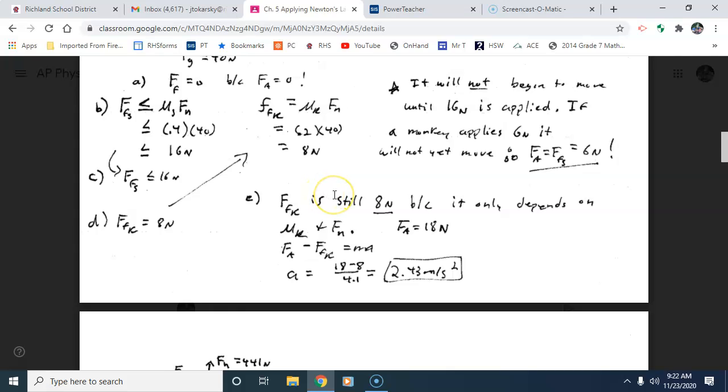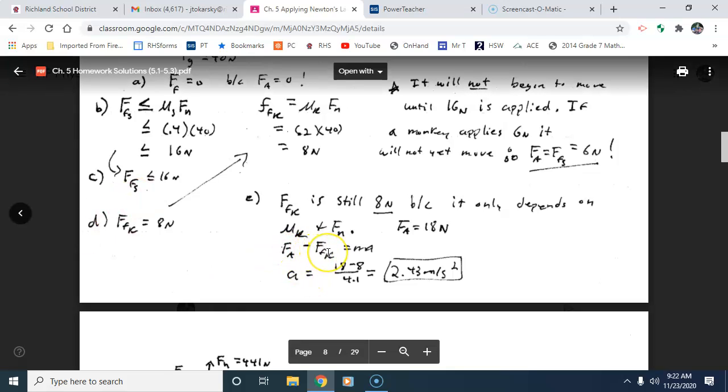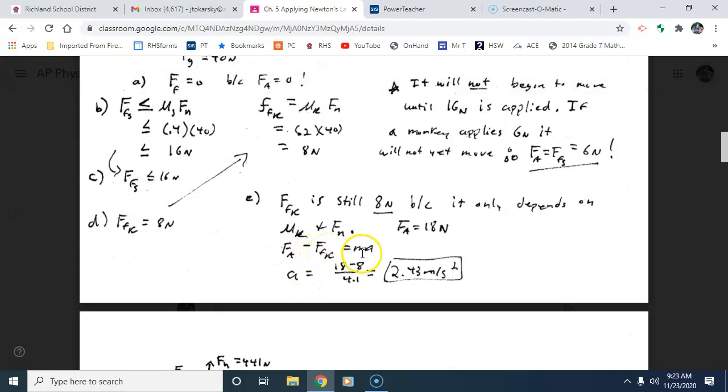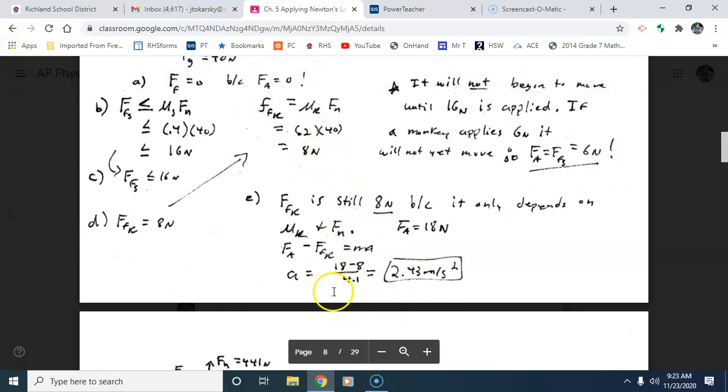So now we got to set up Newton's second law, though. Sum of all forces on the x-axis, right? I have an applied force one way, we'll call the positive direction, and we'll subtract off kinetic friction, right? Equals ma, we know m, we know kinetic friction's 8 newtons, and we know the applied force is 18, so we just got to solve for a by dividing over the mass, which is 4.1.